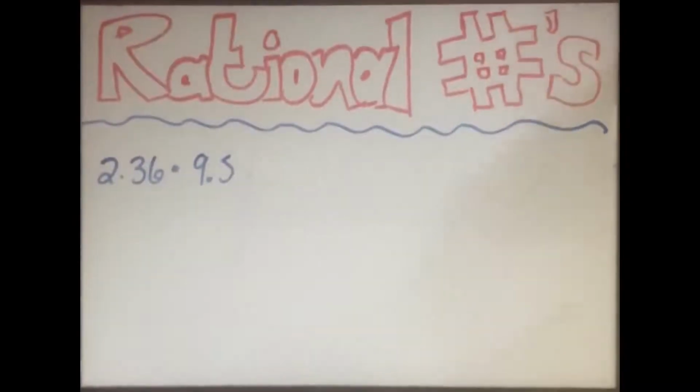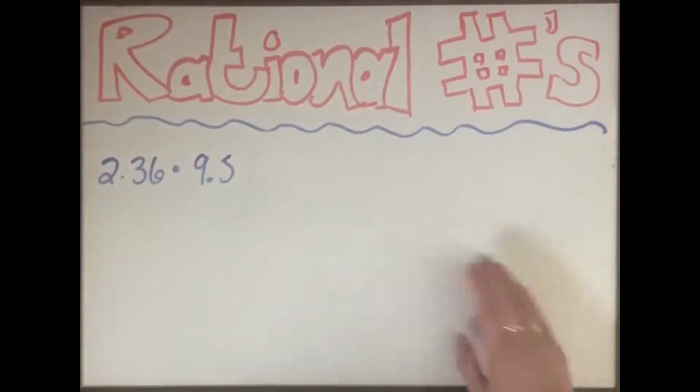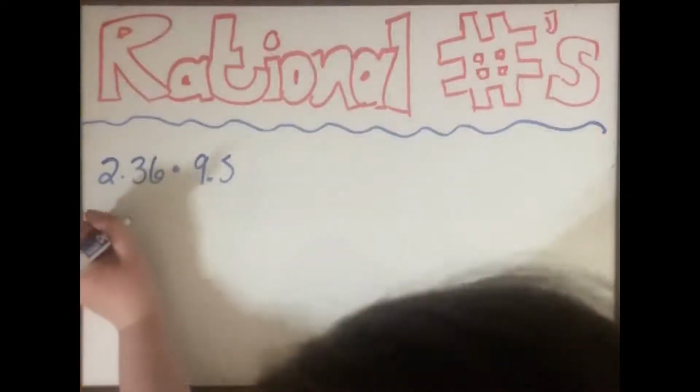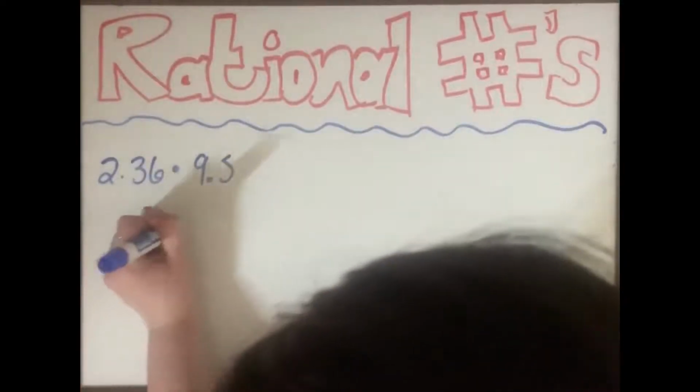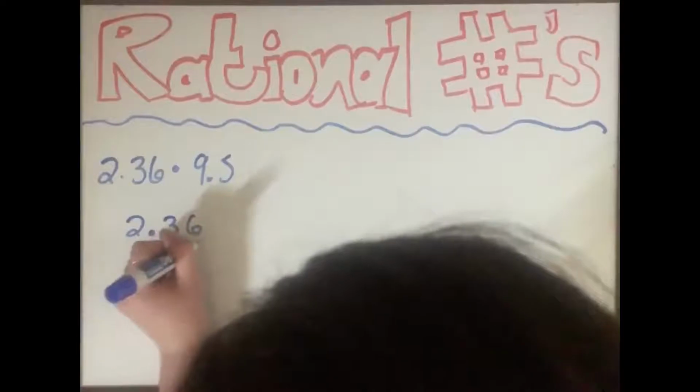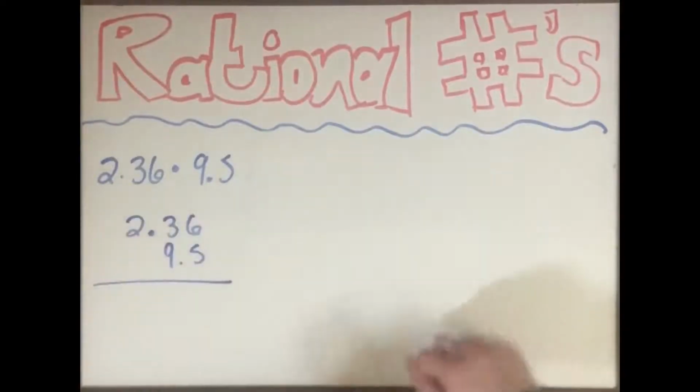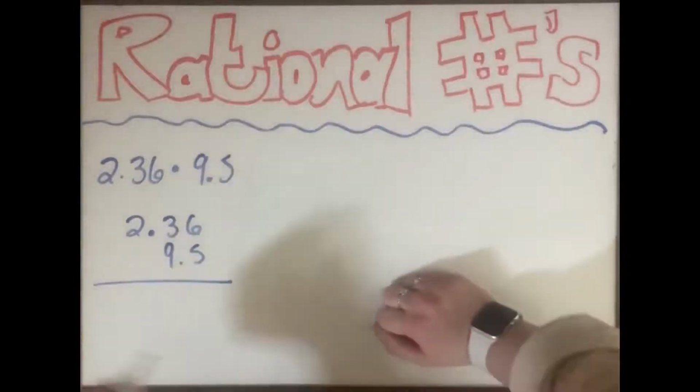So now let's take decimals. 2.36 times 9.5. How do we do this? Well, the easiest way to do this is basically just set up the multiplication like you would and ignore the decimal points. So let's just do this out.